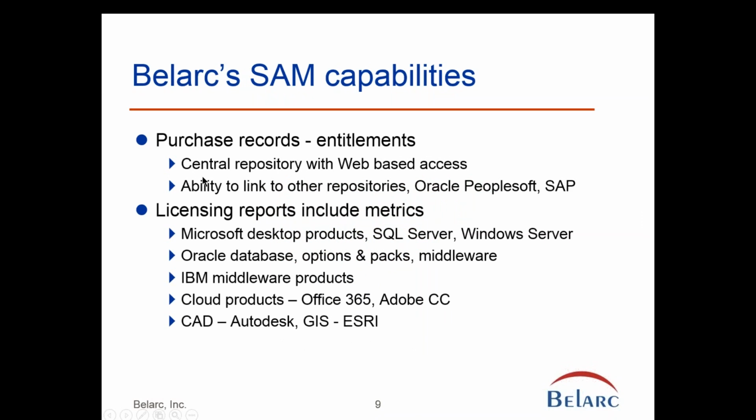These are the kinds of information that are available in Belarc's data analytics. Obviously, for SAM capabilities, you need purchase records or entitlements, and then you also need automatic license reports. Those reports are based on Microsoft desktop products and Microsoft server products, Oracle database products and middleware, IBM middleware products, and various cloud and other desktop products. Also very important are various CAD and GIS software that tend to be quite expensive, and you need to be able to manage that in a reasonable, automated fashion.